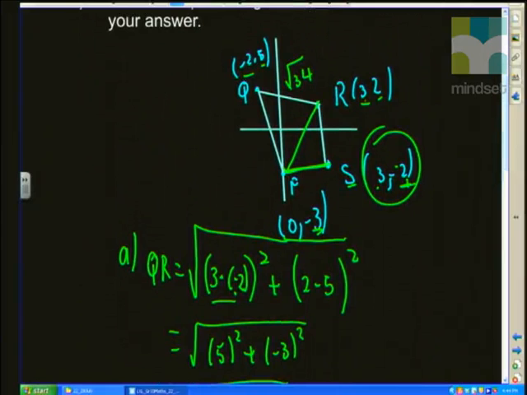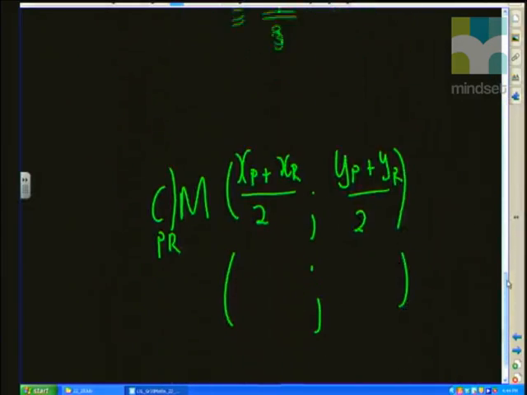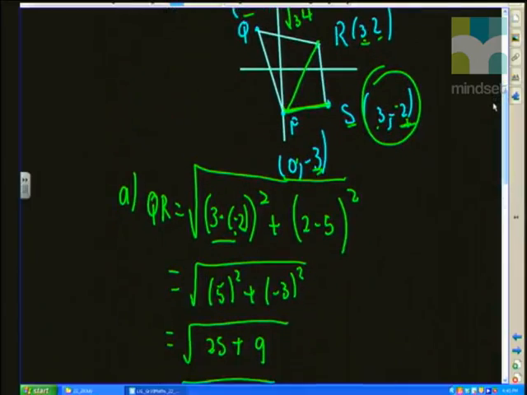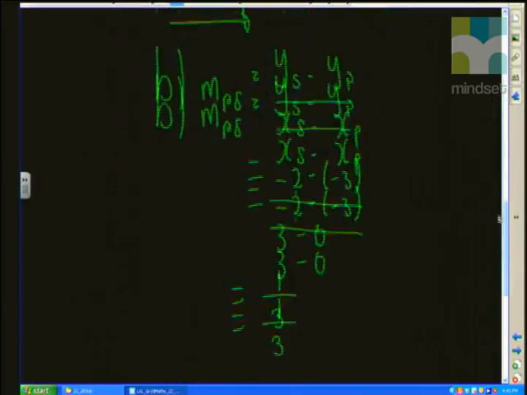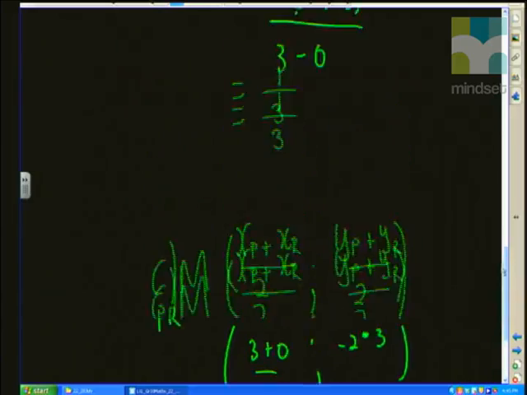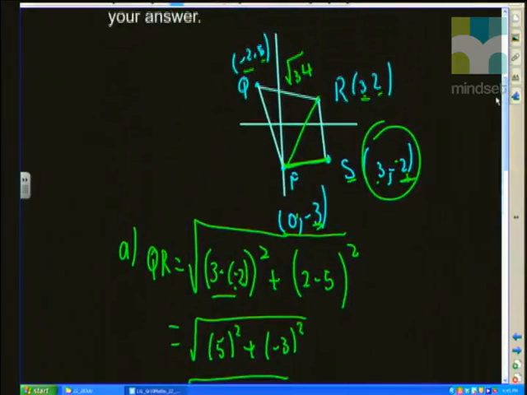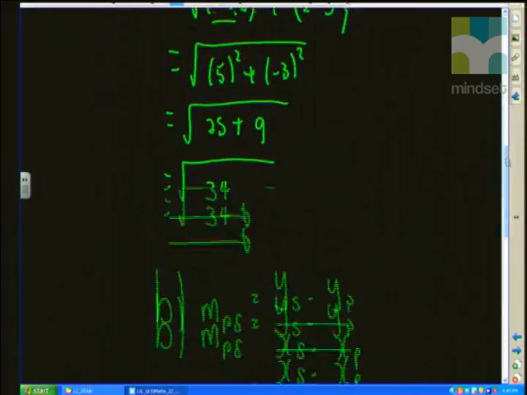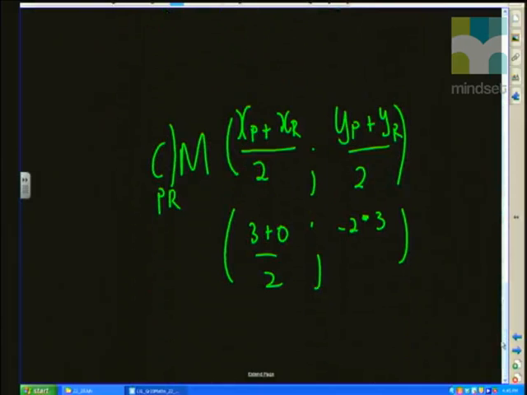It's going to be 3 plus 0 divided by 2, all over minus 2 minus 3 divided by 2. Just want to make sure I'm taking the right coordinates there. No, they are swapped over to point S. So it's going to be 3 plus 0 divided by 2, and then 2 minus 3 divided by 2. Minus 3 plus 2. Right, so that's minus 3 plus 2 divided by 2.